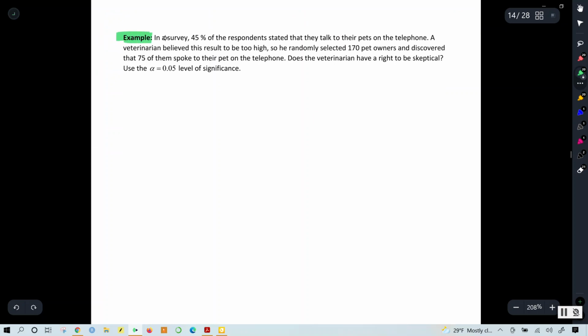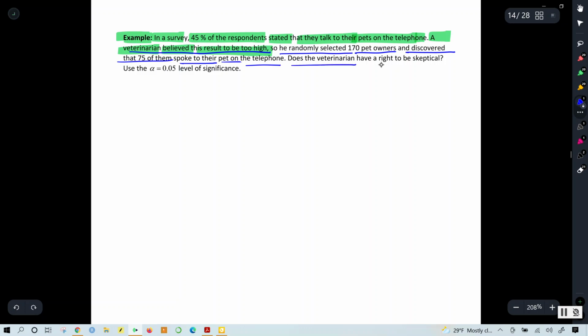In this example, we're told that in a survey, 45% of respondents stated that they talk to their pets on the telephone. A veterinarian believed this result to be too high. So that is someone making a claim. So he randomly selected 170 pet owners and discovered that 75 of them spoke to their pet on the telephone. Does the veterinarian have a right to be skeptical? Use alpha equals 0.05 level of significance.